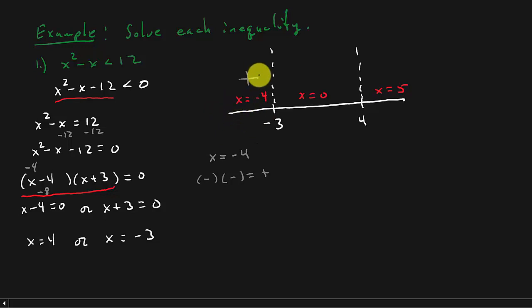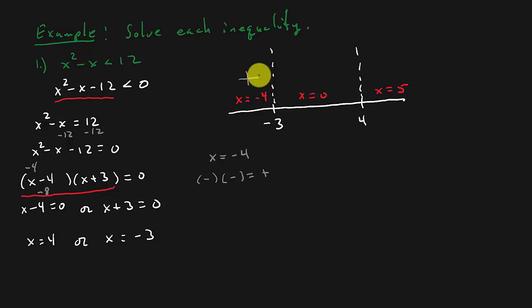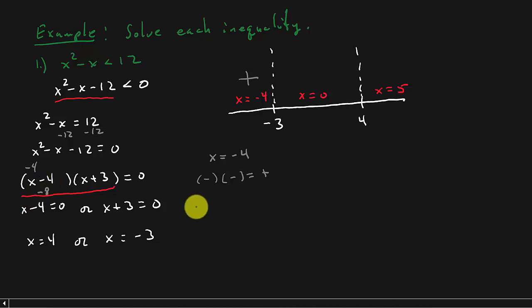So that means any number I choose from this region, I'm going to get a positive answer. That's all I care about. I don't care about the exact number. All I care about is is it positive or negative. Now, if you want to, you can come up here and say, okay, I'm plugging in the -4. -4 minus 4 is -8. -4 plus 3 is -1. And that equals +8, which is a positive number. Okay? You can do that.